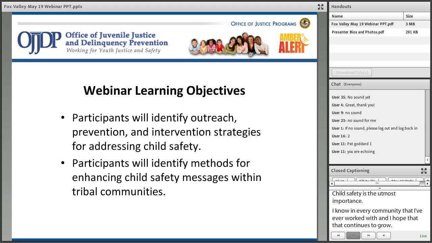interests. So here are some learning objectives that I've identified that I hope we're able to achieve today, which is to identify the different intervention, outreach, and prevention strategies, and methods for enhancing child safety messages.